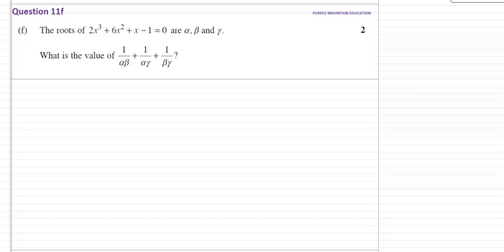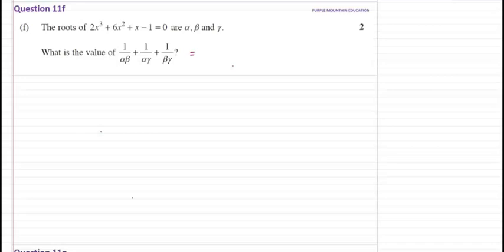Question 11f. The roots of 2x cubed plus 6x squared plus x less 1 equals 0 are alpha, beta, gamma. What is the value of this expression? Pause here to try yourself. So let's give this a go.